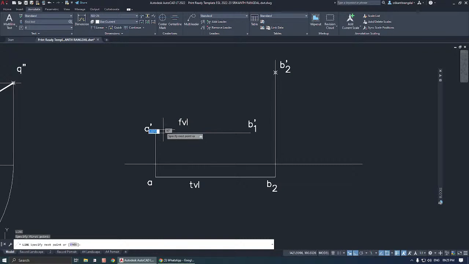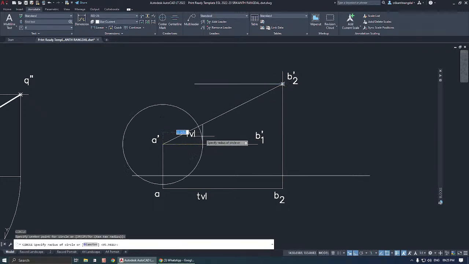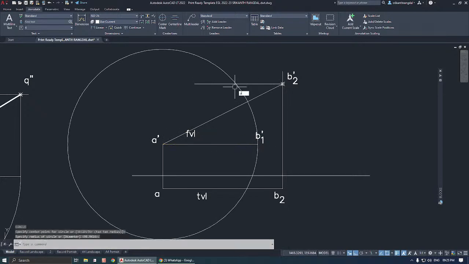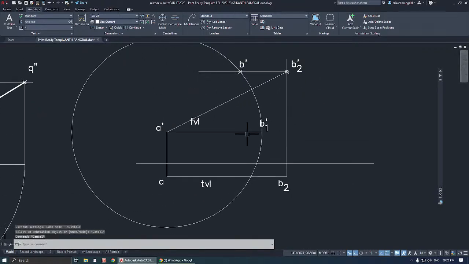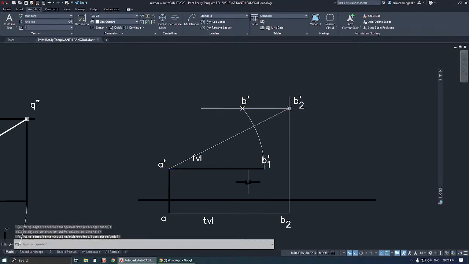If I join this point, if I join here, this is the true length, this is the front view length, but the front view length should have its end point on this line. This is called the locus. So draw a circle from here, meeting there. So this is my final front view. Clear? Same way, this arc we need only between these two lines, so let us trim the outer side.